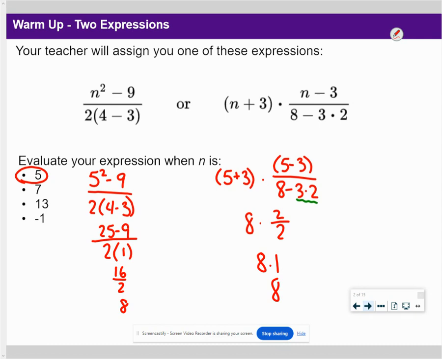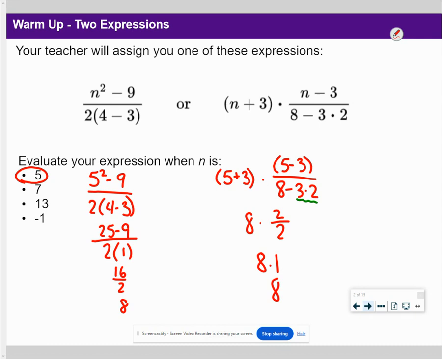And there's a reason for that. These two expressions, even though they don't look the same, they are called equivalent expressions. Equivalent just means that they are going to give me the same value. If I put in the same number for n in both of them, I get the same answer.